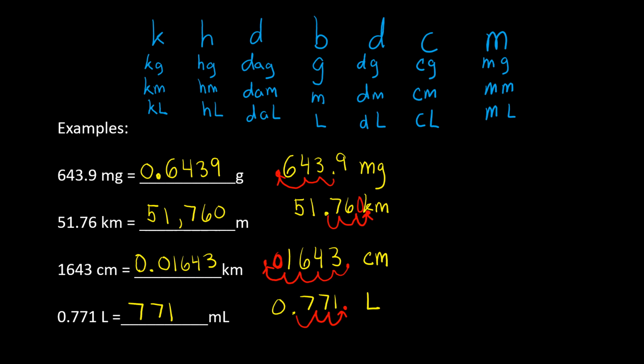So again, remember this acronym. It's King Henry died by drinking chocolate milk. And then each one of these is just a factor of 10 different from the other.